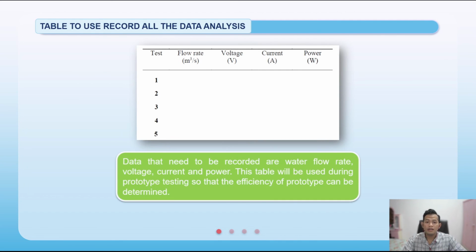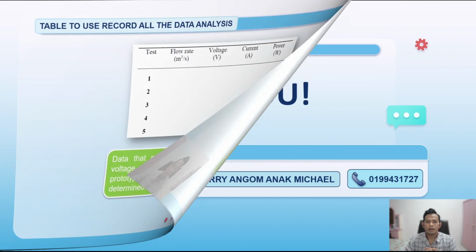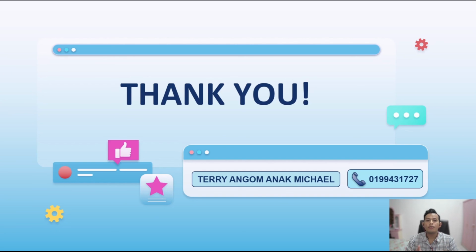As you can see in this slide, I will use this table to record all the data analysis. The data that I need to record are flow rate, voltage, current, and power. This table will be used during prototype testing so that the efficiency of the prototype can be determined. For the water flow rate, I will use a water flow rate tester to measure the value of the flow rate. That is the last section of my presentation for final year project 1.